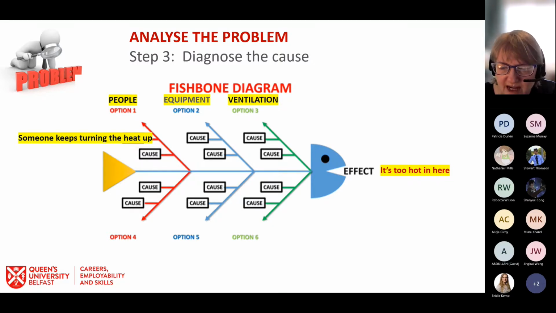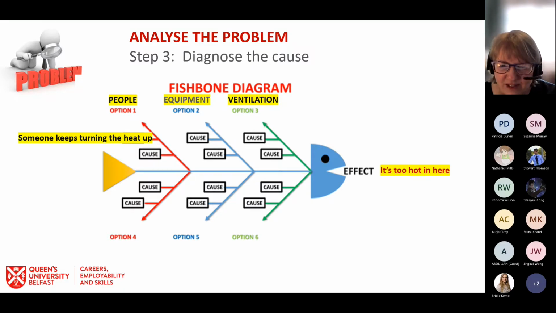When you're drawing a fishbone diagram, you draw a horizontal line and write the effect that you're interested in explaining at one end. So in this example, as you can see, I've used the statement, it's too hot in here. And the main ribs of the fish represent the major categories of possible causes. Often these will be things like people, materials, equipment, and methods. In this case, I've used people, equipment, and ventilation. Then you take each rib in turn and you add the possible subsidiary causes. And these form the bones, okay?